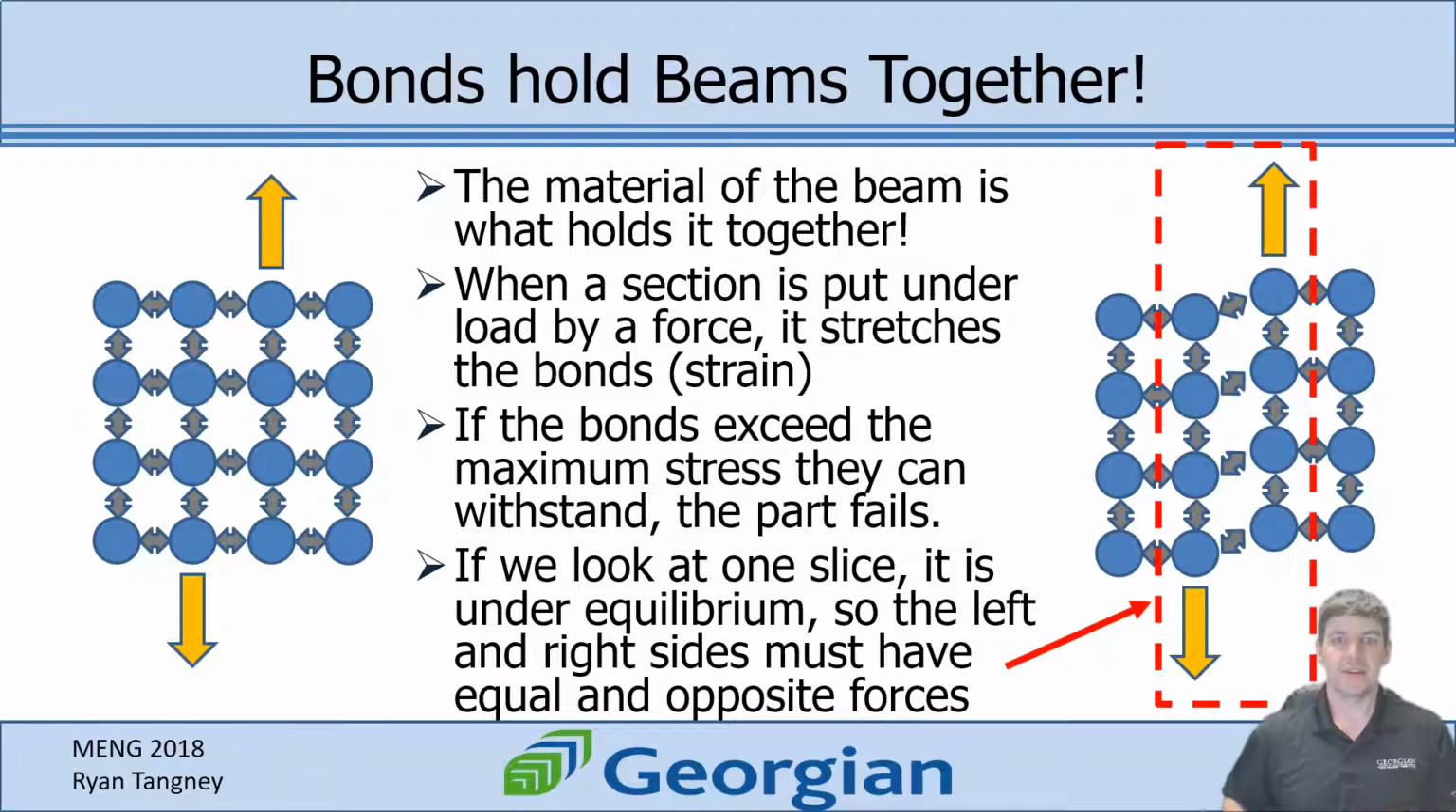If we look at one individual slice, in order for me to be able to create that shearing, I have to have equal and opposite forces. And if I look at not just the whole beam itself, but at any individual section, if it's going to be in equilibrium, I have to have equal and opposite forces acting at every point.